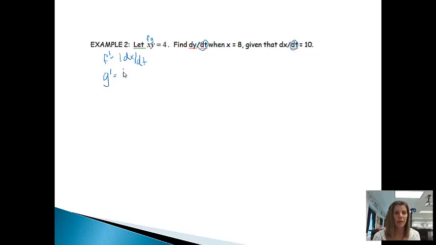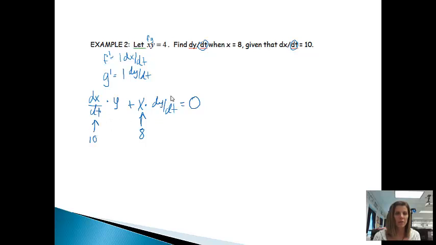G prime will be 1 dy dt, and now I'm ready to use the product rule. So f prime times g, 1 dx dt times y, plus f times g prime, x times dy dt, equals the derivative of 4, which, since it's a constant, is 0. And now in this case, again, we have lots of information that we can plug in. They told us that x is 8. We know that dx dt equals 10.